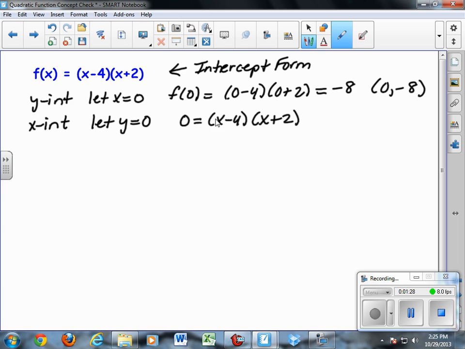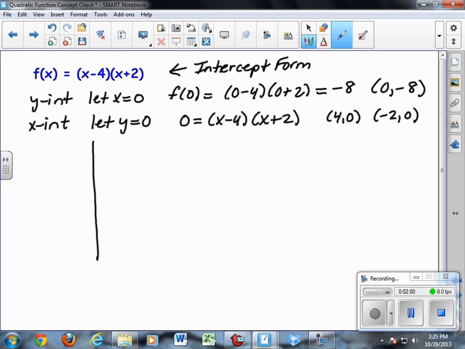So what would make x minus 4 equal to 0? Well, x would have to be 4. What would make x plus 2 equal 0? Well, x would have to be negative 2. So that's why the opposite of the number in the parentheses is used for the x-intercept, because if I put 4 into the equation, I would get 0 for y, and if I put negative 2 into the equation, I would get 0 for y. So those are my x-intercepts. This gives me 3 points on the graph already, so I'm going to go ahead and plot those 3 points.